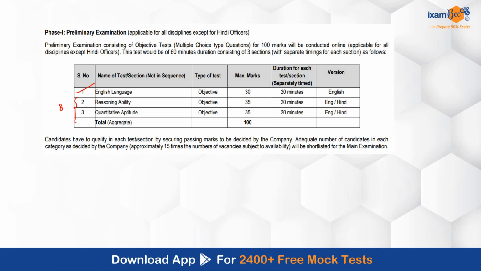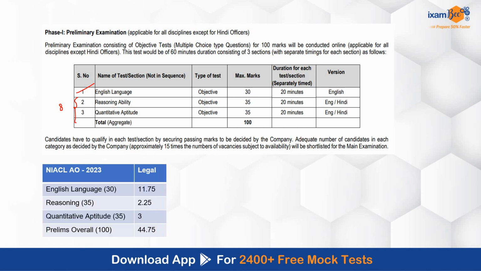You can also understand the expected cutoff from the NICL exam. The prelims of NICL AO legal exam had QRE, and this was the sectional and overall cutoff for prelims. In English language 11.75 was the sectional cutoff. In reasoning and quant the sectional cutoff was low, 2.25 and 3, and the overall cutoff for prelims was 44.75. In this range only, around 50 plus minus 3-4 marks, you can expect the cutoff for NICL legal as well.